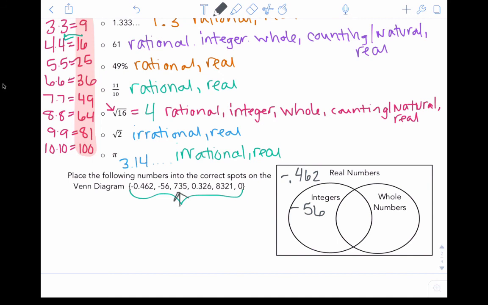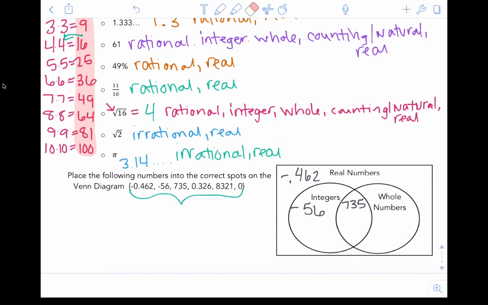Next, I have 735. Once again, I'm going to ask myself, is it an integer? Yes, it is, because it does not have a decimal. And then I have to ask myself, is it a whole number? Yes, it is also a whole number because it is positive and it does not have a decimal. So it will go in the middle where the two circles overlap.